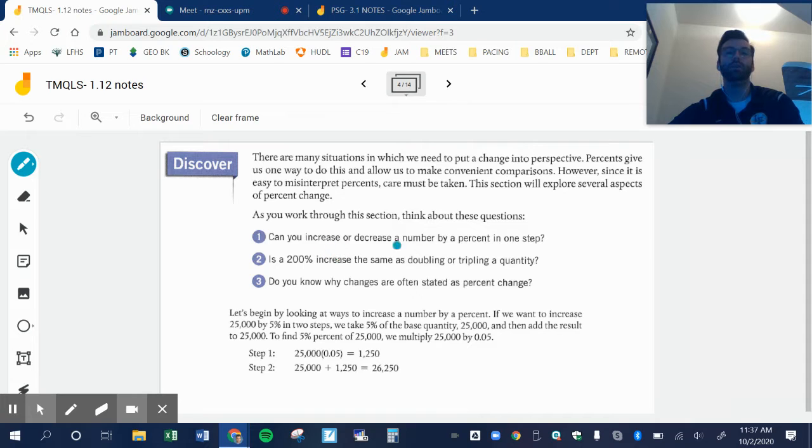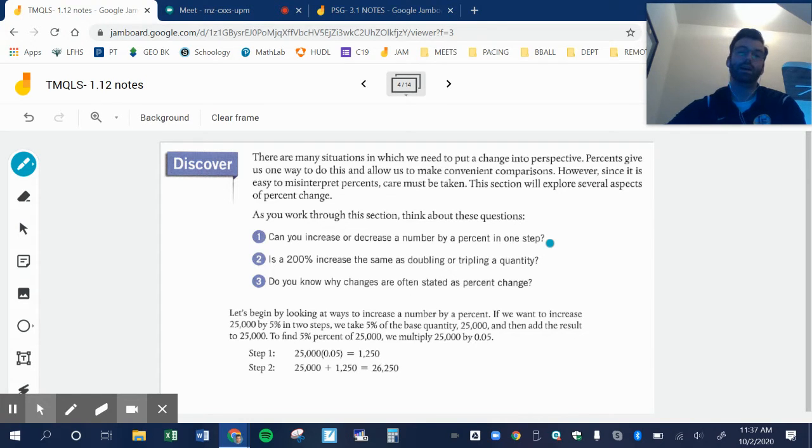Can you increase or decrease a number by a percent in one step? Is a 200% increase the same as doubling or tripling a quantity? And do you know how changes are often stated as a percent change? There are a couple different ways we can increase a number by a percent.